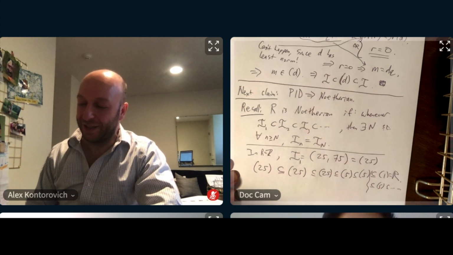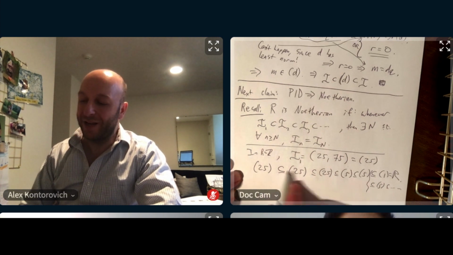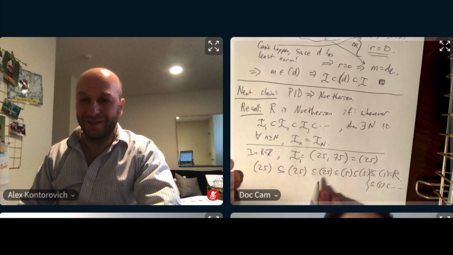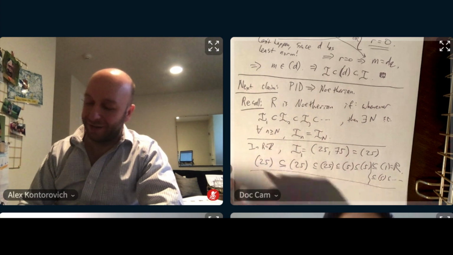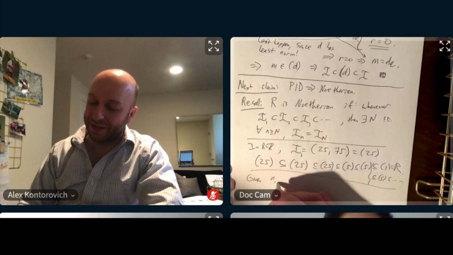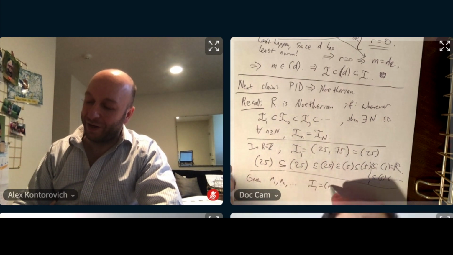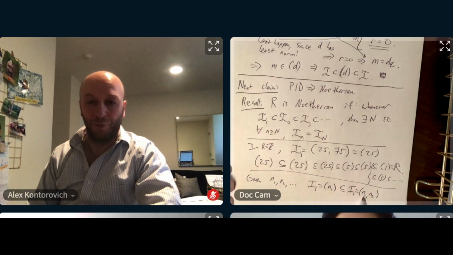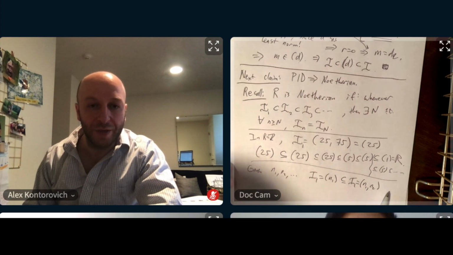It's a way of finding a lowest common factor when you keep adding more and more elements. If you think about the ideal generated by countably many elements, n1, n2, and so on, the ideal I1 is the ideal generated by n1. Inside of that is I2, the ideal generated by n1 and n2. So of course the ideal generated by n1 is here, and now I have more things. So if you have prime elements, the ring must be Noetherian.